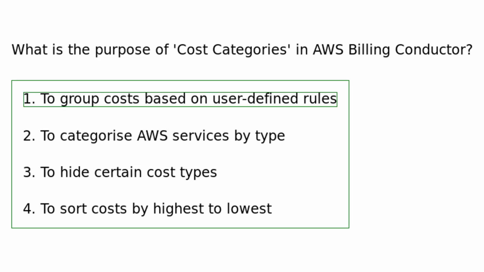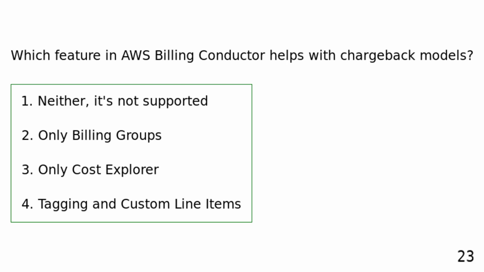Cost categories in AWS Billing Conductor group costs based on user-defined rules, providing a customized view of expenses. Which feature in AWS Billing Conductor helps with chargeback models?